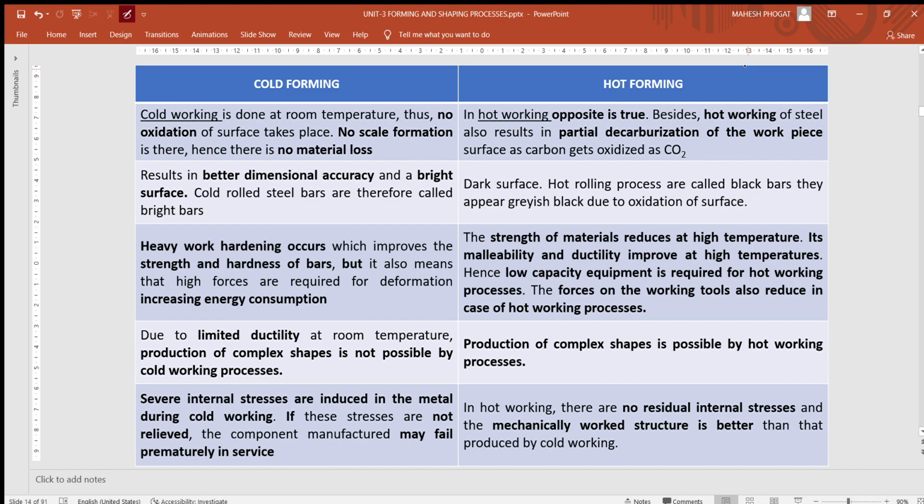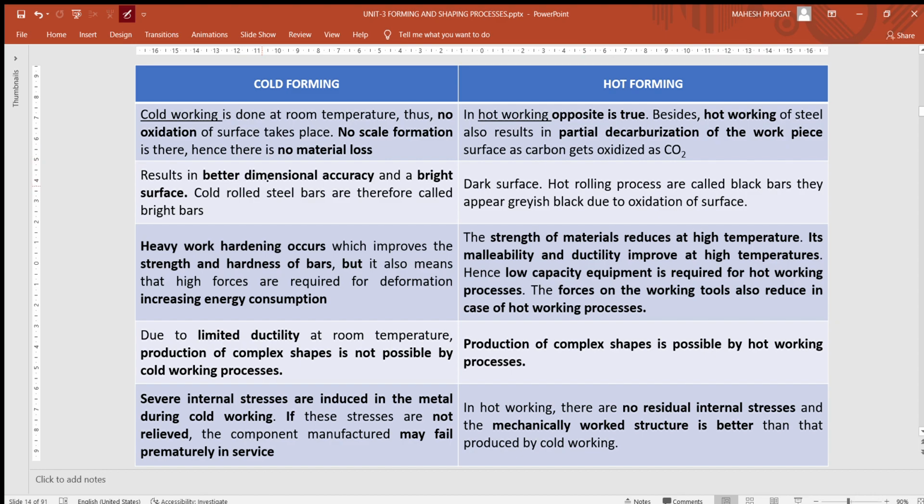You can understand that the major things we have already discussed; these are just kept in a tabular format. Cold working is done at room temperature, and the benefit is that no oxidation will take place, so no scale formation will happen. This is not the case in hot forming. Hot forming is done above the recrystallization temperature, and there can be a partial decarbonization of the workpiece.